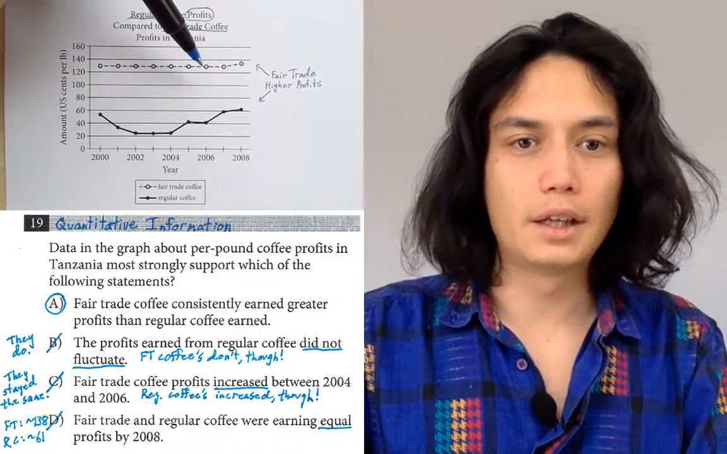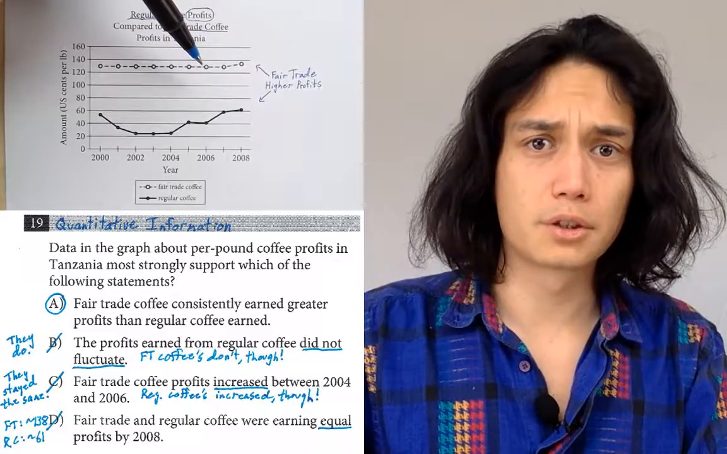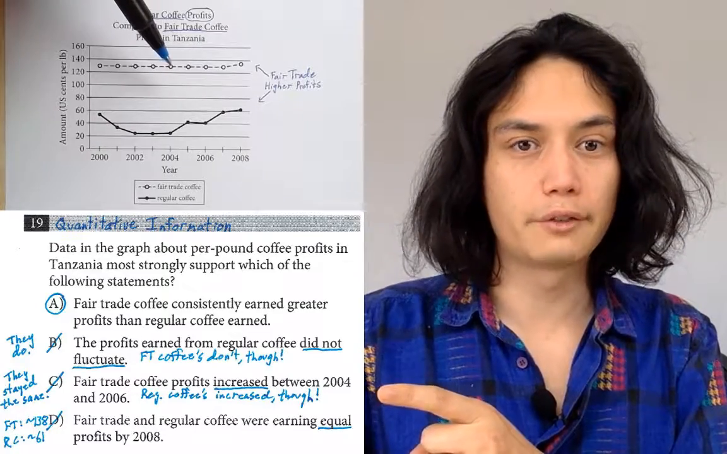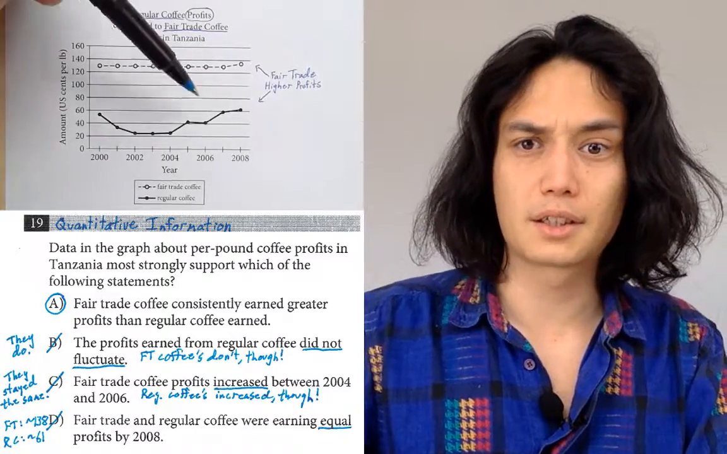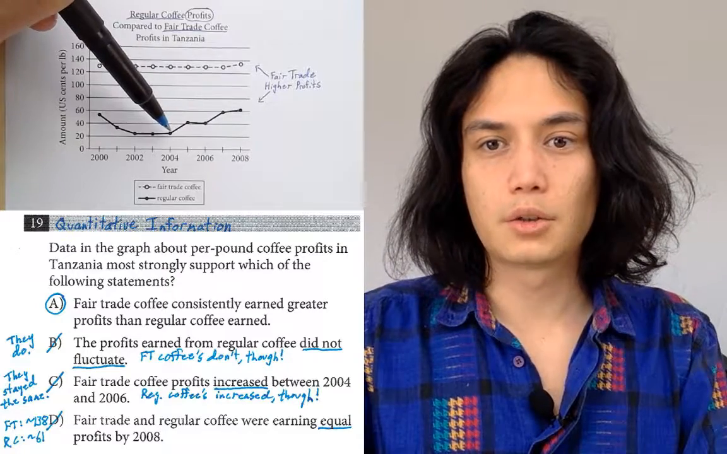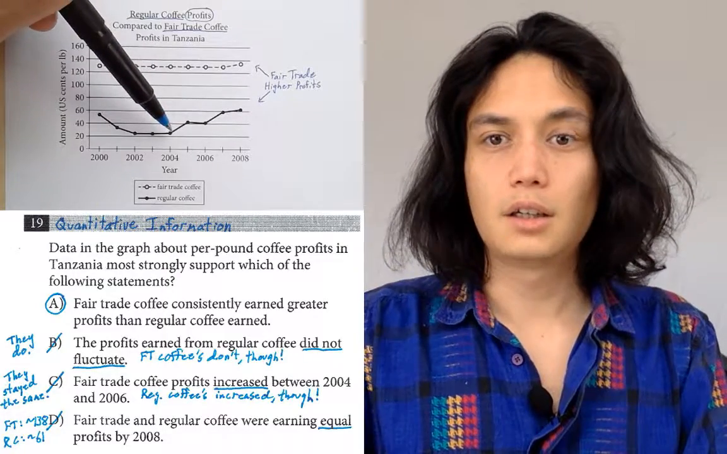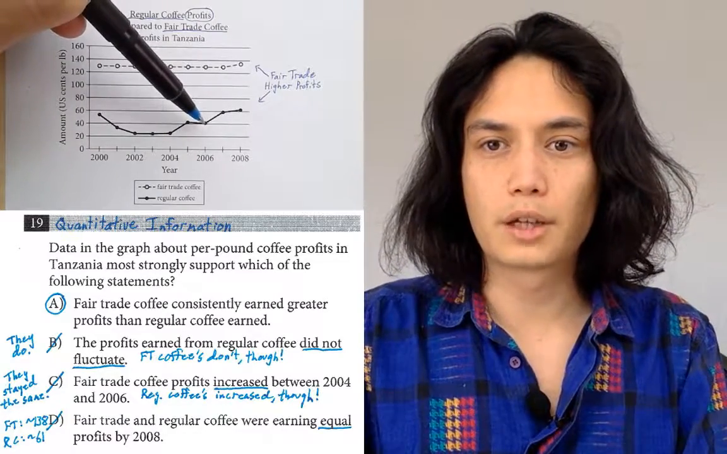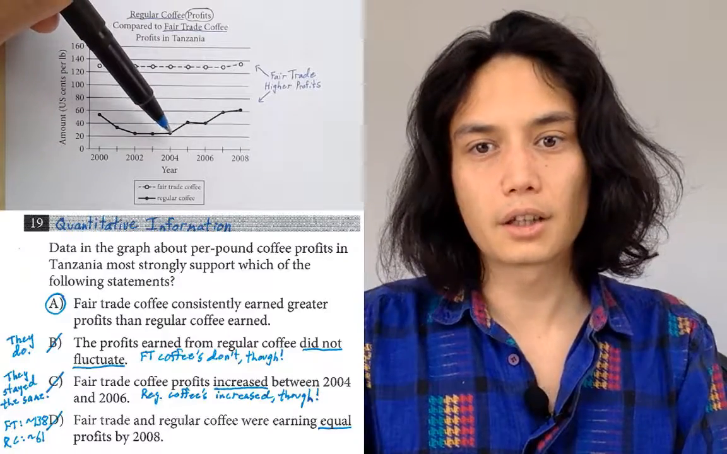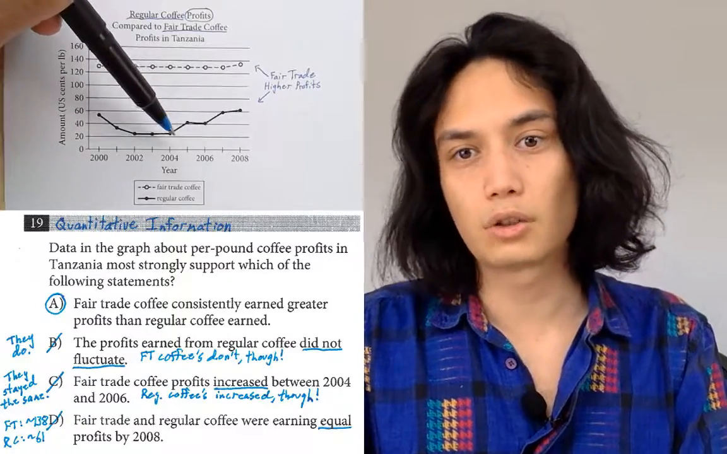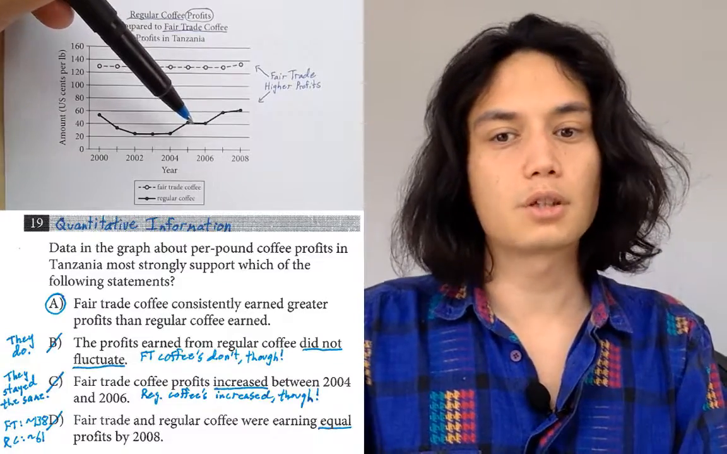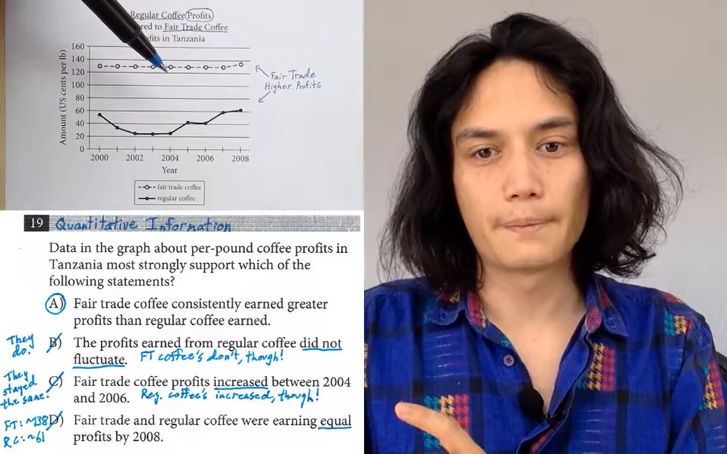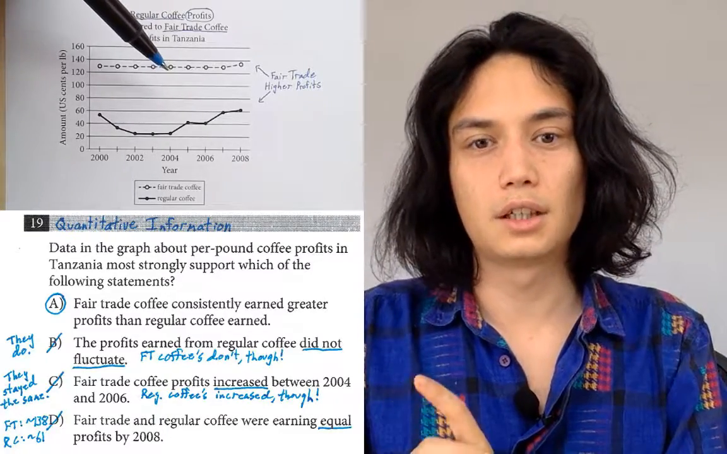Probably you didn't look at this line and think it's going up and pick C. If you're the sort of person who picked C, probably what you did is the same mistake: you mixed up fair trade coffee with regular coffee. Because check this out, this isn't a coincidence either. Look at regular coffee between 2004 and 2006, right? In 2004, it was, call it, I don't know, 25. And up in 2006, it was like 40. Look at that. Regular coffee's profits increased between 2004 and 2006. But this question isn't about regular coffee. It's about fair trade coffee. It's about this coffee. And that claim is wrong. Fair trade coffee didn't increase.